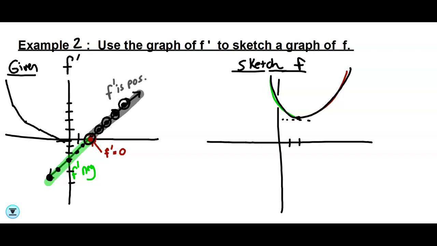But anyway, that's why it's important to pay attention to the details a little bit. But the basic idea is when f prime is positive, f is increasing. When f prime is negative, f is decreasing. And when f prime equals 0, we have a horizontal tangent line.